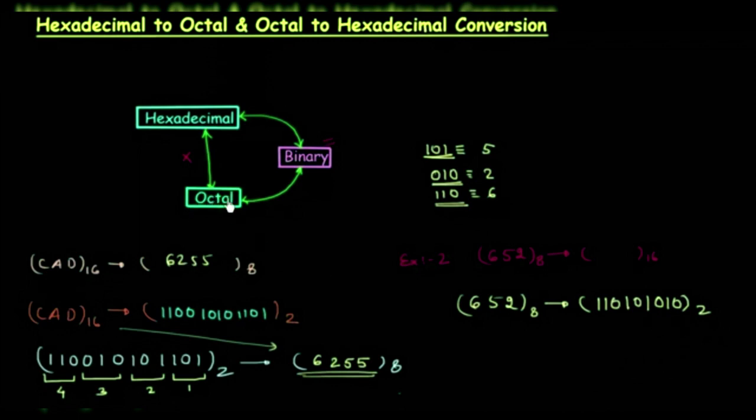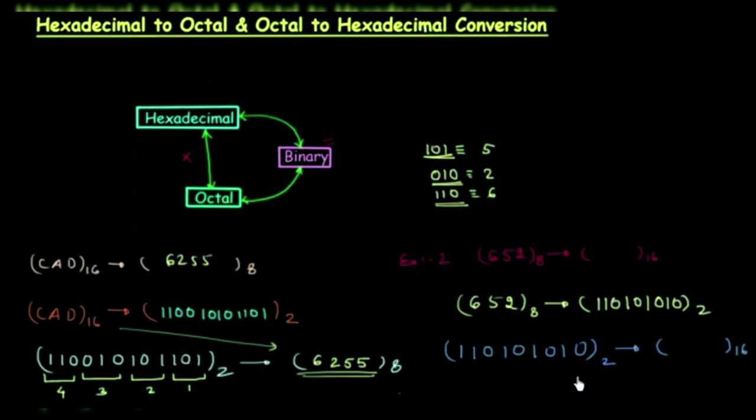So we have converted octal number to binary, and now we will convert binary number to hexadecimal. So 1101011010, this is the binary number, and we will convert it to hexadecimal.